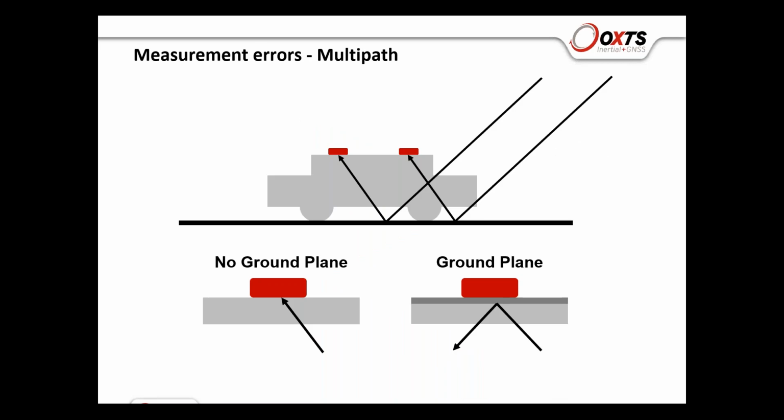We can also get multipath errors due to our physical installation in the vehicle. Most of the OxTS antennas require a ground plane. They need to be mounted on a magnetic surface to filter out signals coming from below the antenna.